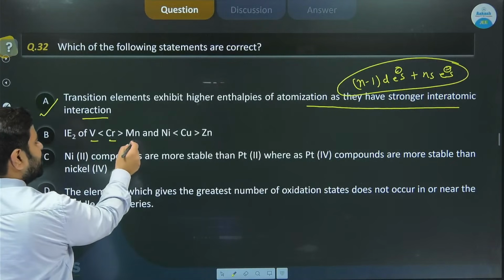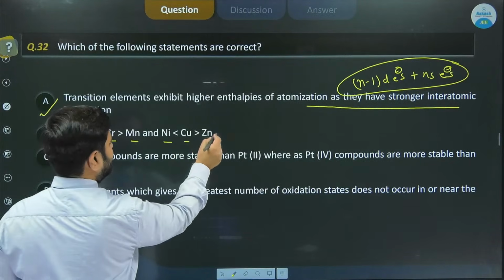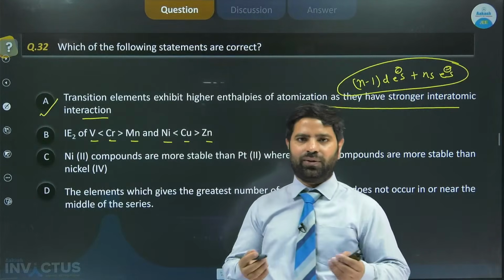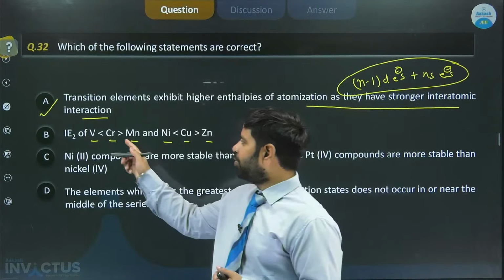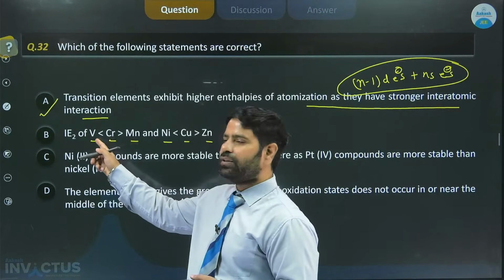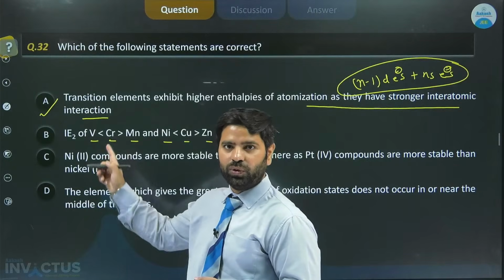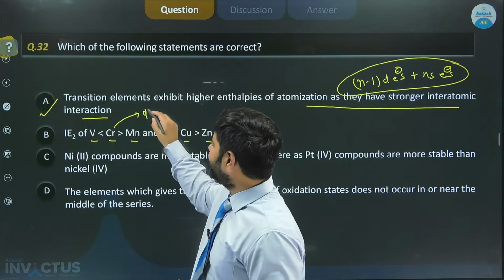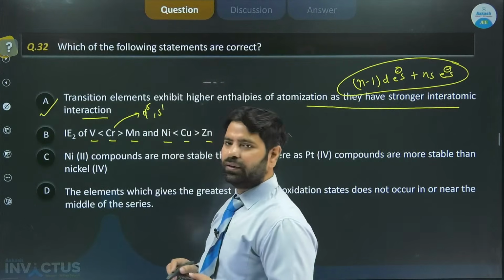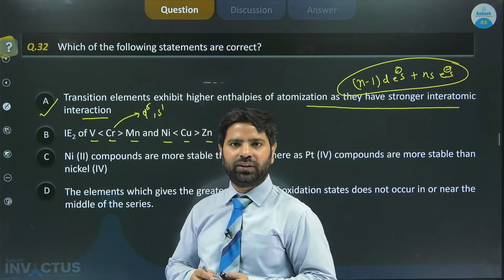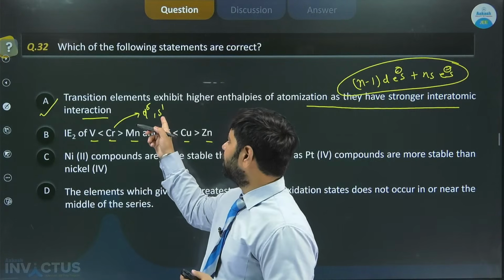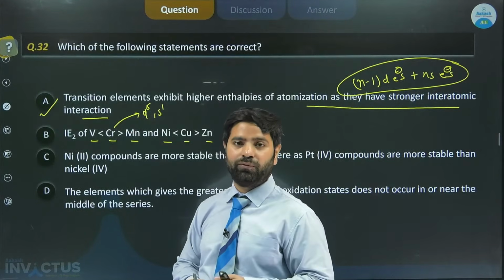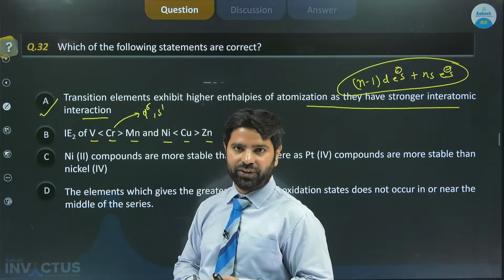I2 of vanadium, chromium and manganese, and nickel, copper and zinc. I2 you have to check. So this is a question based on electronic configuration. You know that chromium will have more ionization energy than vanadium and manganese, I2. Because what is the configuration of chromium? Chromium is 3d5 4s1. So when one electron is removed, s is 0 and the second electron would be very difficult to remove because chromium will be in the d5 configuration.